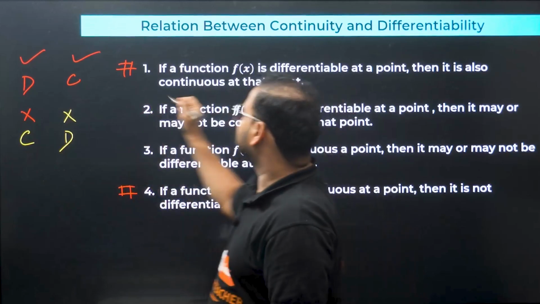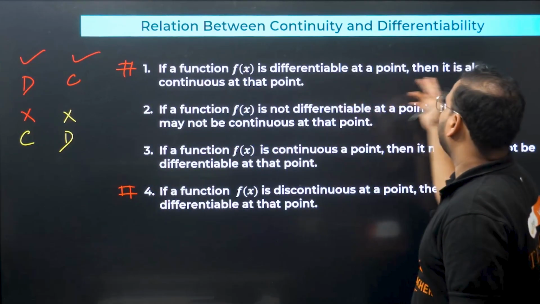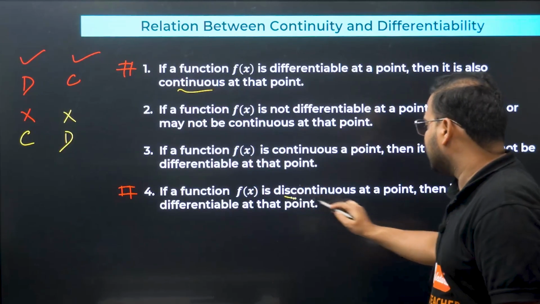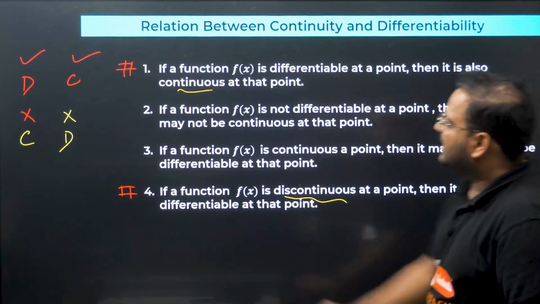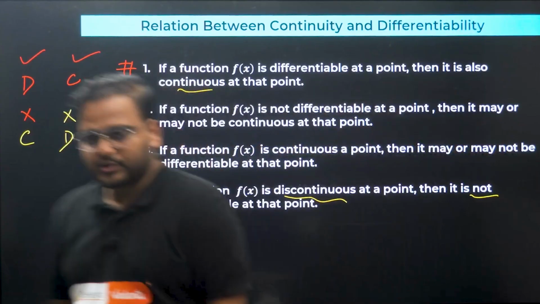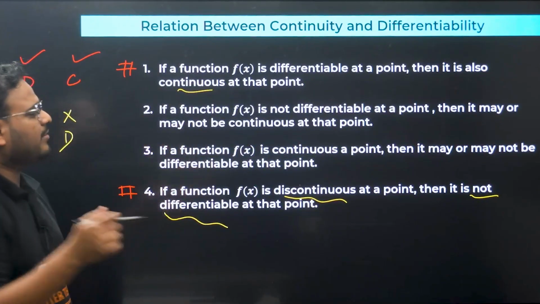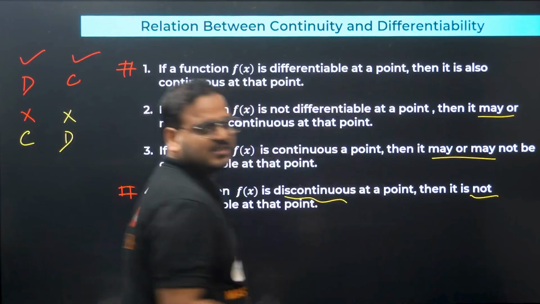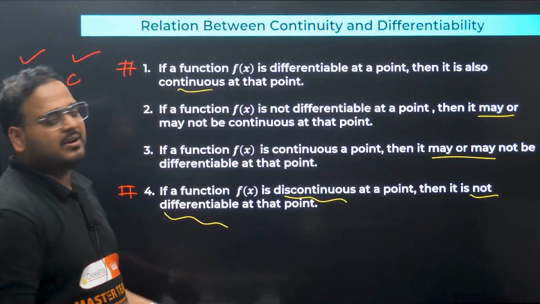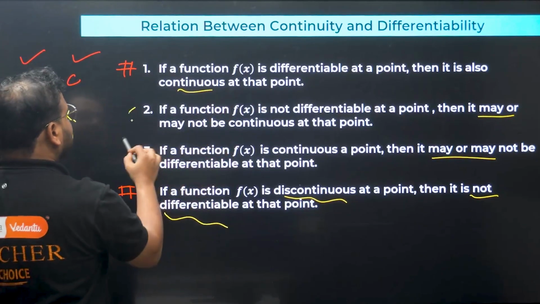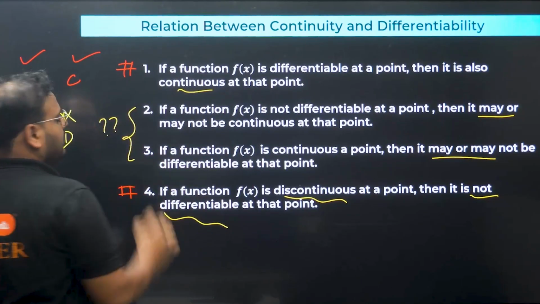So 2 points here. If a function f(x) is differentiable at a point, it will be continuous as well, and if a function is discontinuous at a point, it will not be differentiable at that point as well. I hope this is clear. Please check. For the other cases, it may or may not. Let's say it is continuous, then you have to check for differentiability. For these 2 points, you have to check. You're not sure.